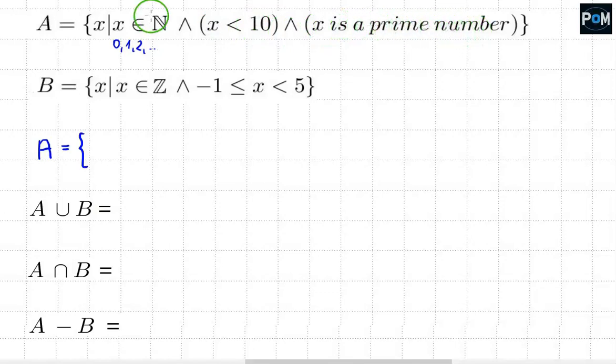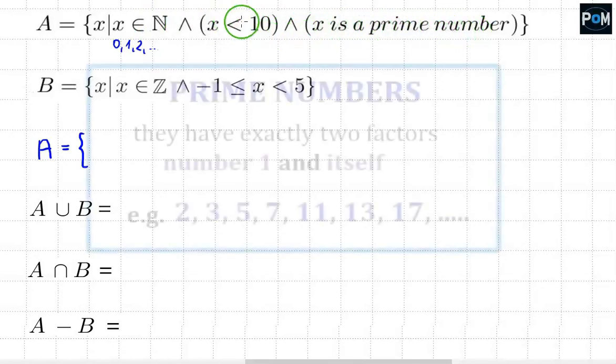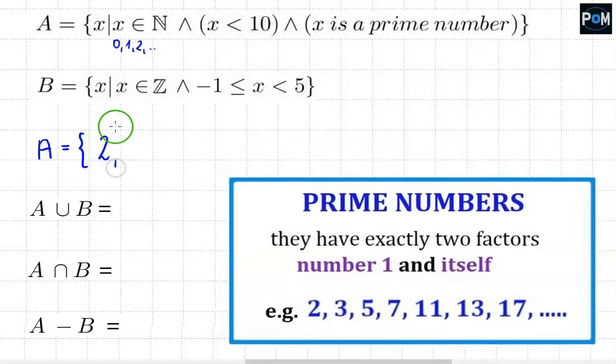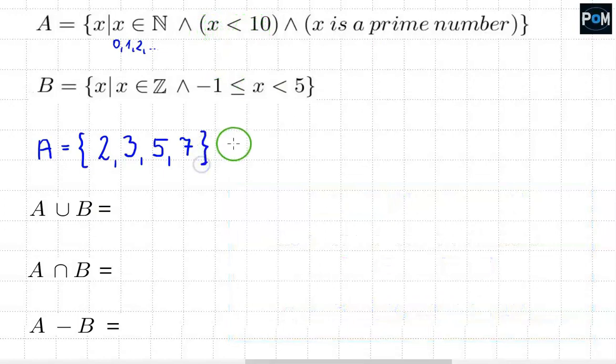So we need to list here all the prime natural numbers that are less than 10. Prime numbers start from 2, and this is a natural number less than 10. The next prime number is 3. It's also natural and less than 10. The next prime number is 5, and it is natural and less than 10. And there is also the number 7. It's also a number less than 10. Of course, it's a natural number, like all prime numbers. The next prime number is 11, but 11 does not meet this condition, because x had to be smaller than 10. So set A ends here.